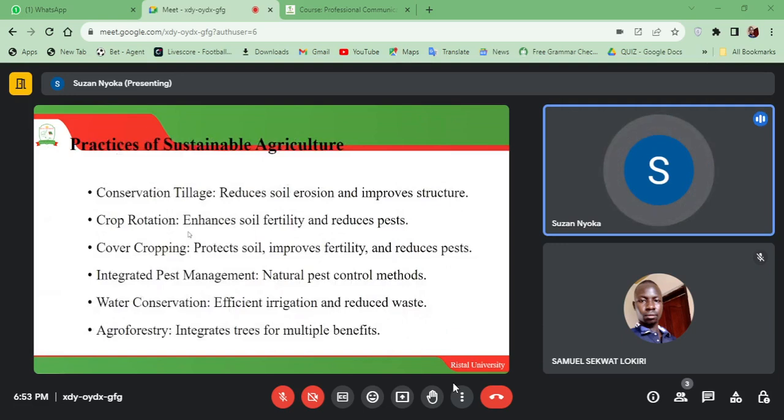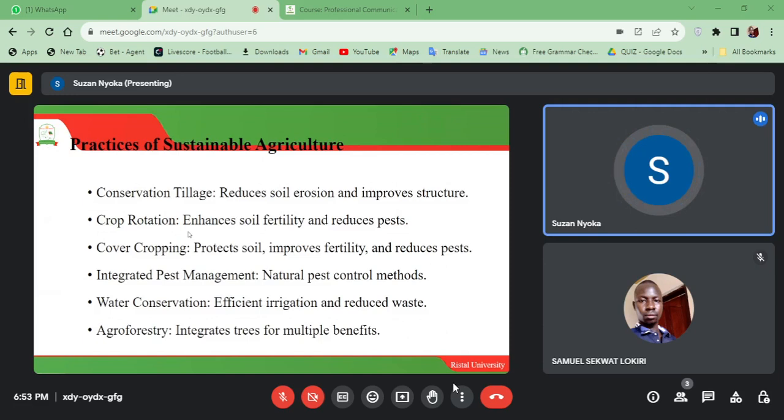Practices of sustainable agriculture. One is conservation tillage, reduces soil erosion and improves soil structure. We have cover crops that we know. I talked about this a lot. It protects soil, improves fertility, and reduces pests. We have integrated pest management, which is natural pest control methods, without affecting the ecosystem or the environmental balance. And then we have water conservation, that is efficient irrigation and reduced waste. We have agroforestry, integrates trees for multiple benefits. We integrate trees in our farm.